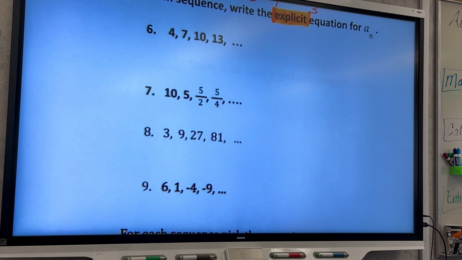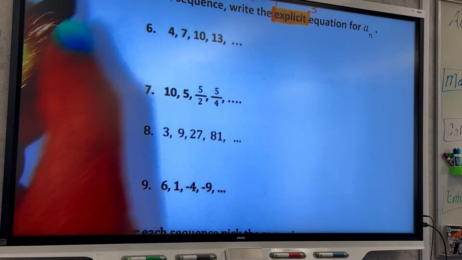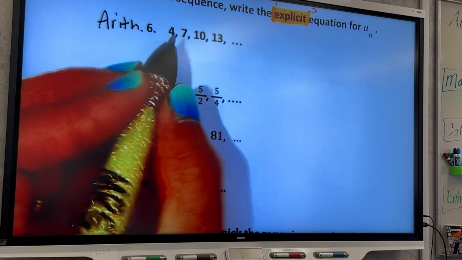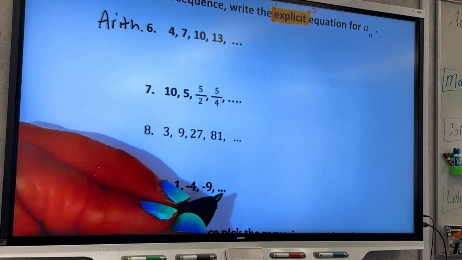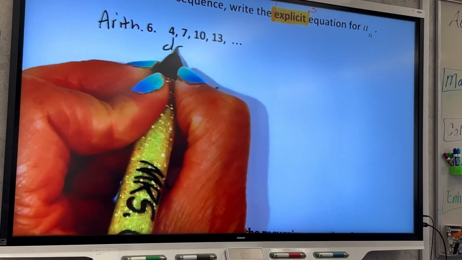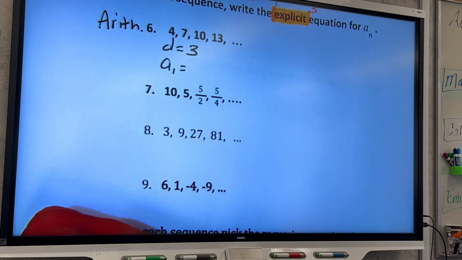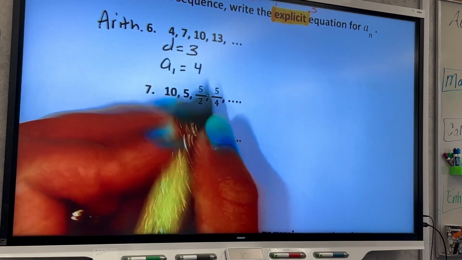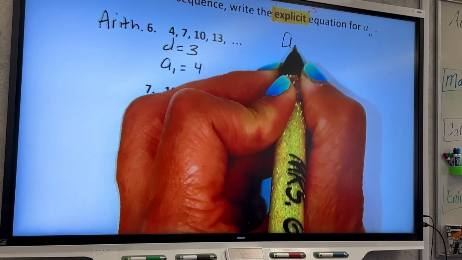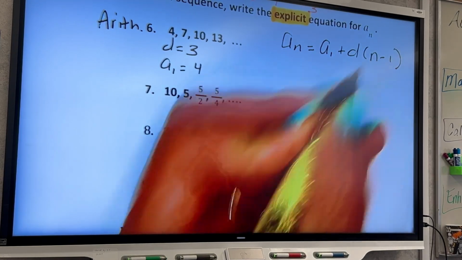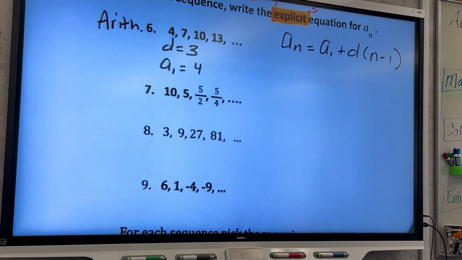So number 6, is it arithmetic or geometric? This one is arithmetic. Now it doesn't say to identify that, but I'm identifying that so that I make sure I use the correct formula, okay? So, first of all, what are these increasing by? 3. So that means that the common difference is a 3. When I use the arithmetic formula, I also need the first term. What is the first term? 4. So remember, the arithmetic explicit formula is a sub n equals a1 plus d times n minus 1. You have to know that formula. You will not be given that formula. Okay? You gotta know it.